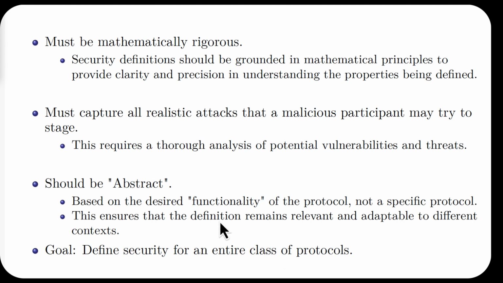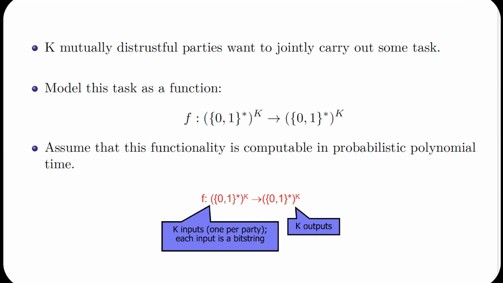Back to the definition of security, which should be abstract, based on the desired functionality, what you try to achieve when you use secure multi-party computation. I'm not going to look at a specific protocol, but at the class of protocols in general. Okay, good. Now let's define the functionality. We can consider a function that takes a bit string of inputs and produces a bit string of outputs.